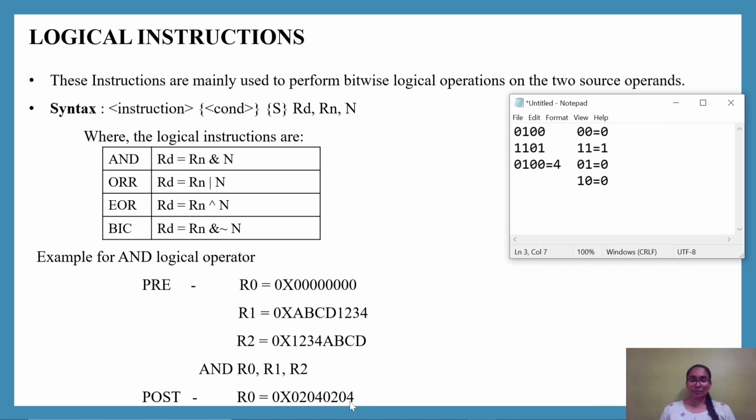Here we got 4. The same way it has to be carried out for all the bits. So this is about logical instructions.